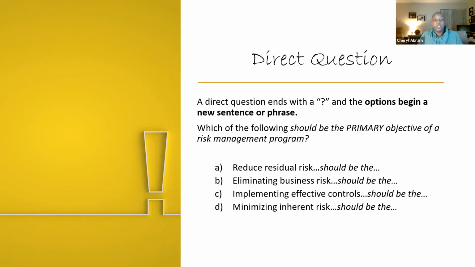So which of the following should be the primary objective of a risk management program? Direct questions will give direct answers. If you can start a sentence with A, B, C, and D, that's a direct question. So A: reduce residual, should be the primary objective of a risk management program. Reduce residual risk should be, that sounds weird right off the bat. B: eliminating business risk should be, C: implementing effective controls should be, D: minimizing inherent.